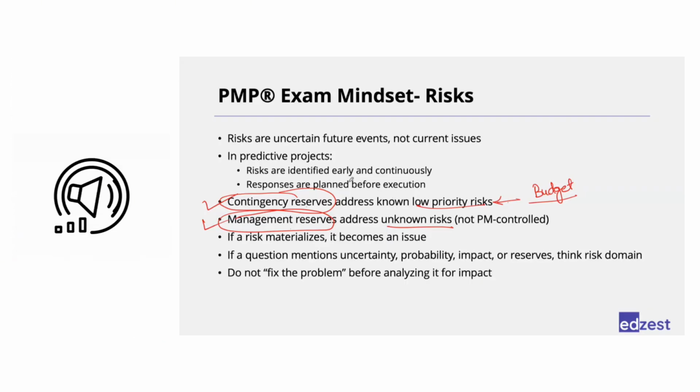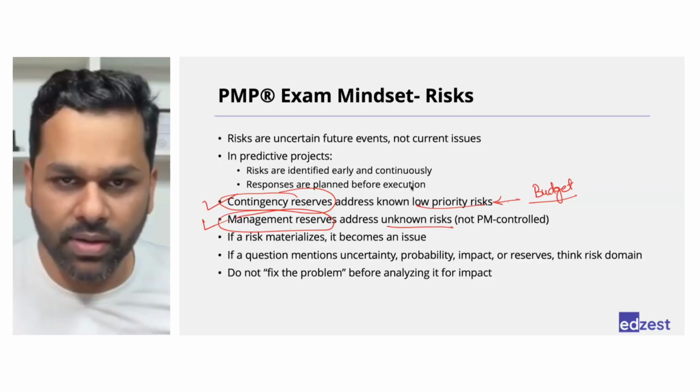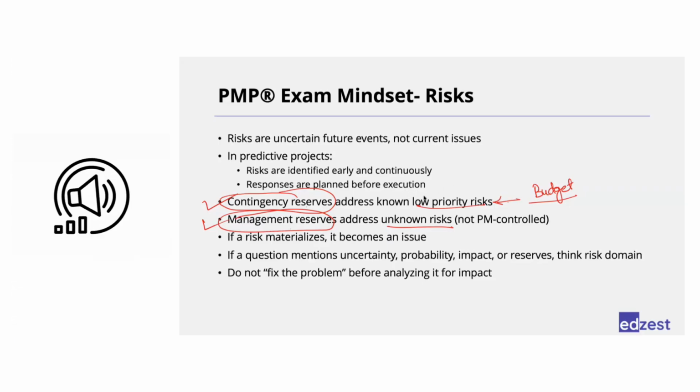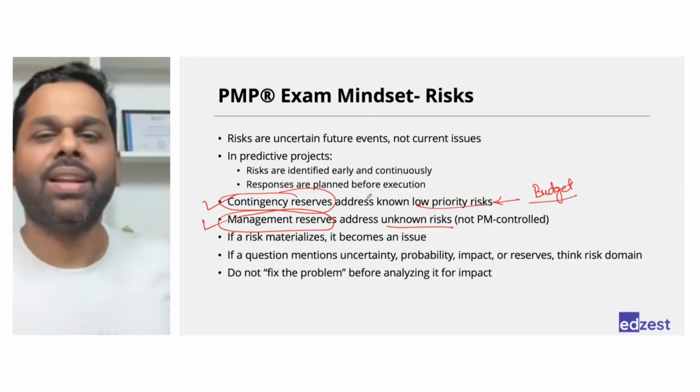Contingency reserve is for low priority identified risks. We don't need approval to utilize the contingency reserve. Management reserve is provided by management. You're not providing the answer to the question. Okay, no problem, I was just answering. Okay, no problem.